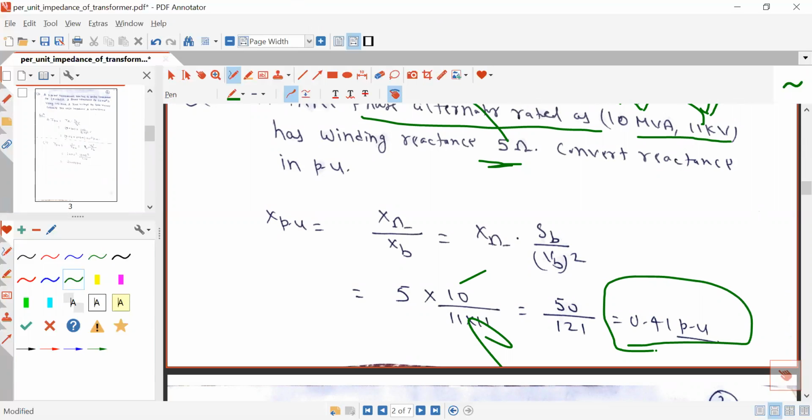So you can see from this problem how easy it is to convert ohm in per unit system if you have an idea of the rating of the machine. Just using that rating, you can easily convert ohm in per unit system.